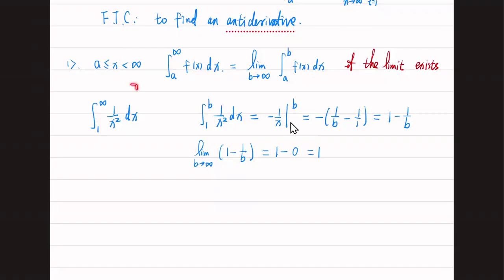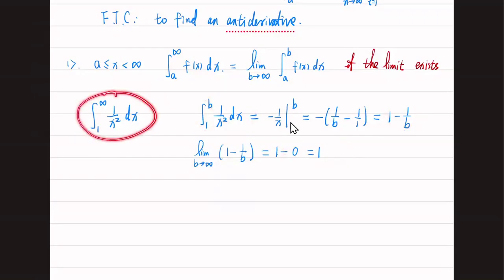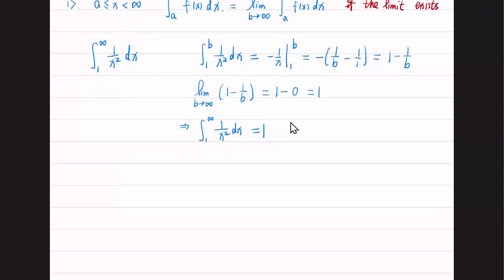Okay, so for this integral, we find the integral from 1 to b, and we check whether the limit exists. In this case, you see this one is integrable from 1 to infinity, and the integral is the limit. Okay, let's follow the same logic and check the integral from 1 to infinity of 1 over x. So what do you get?